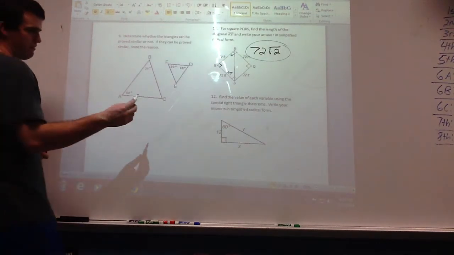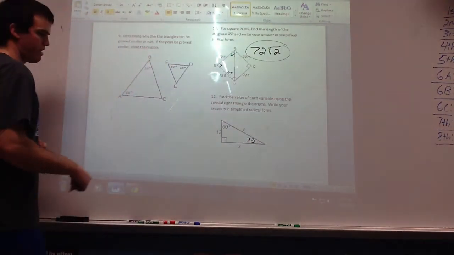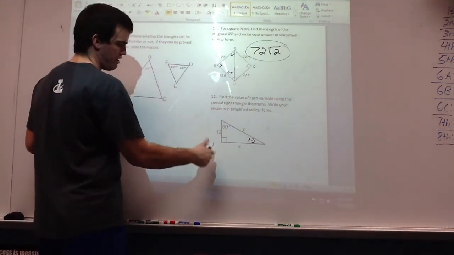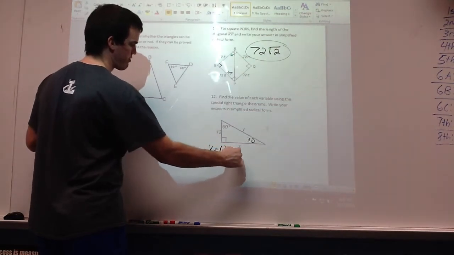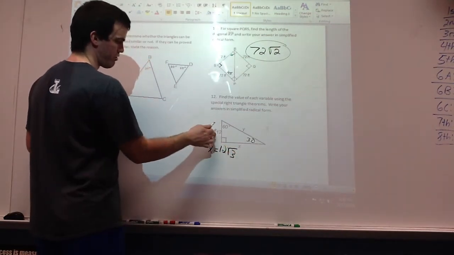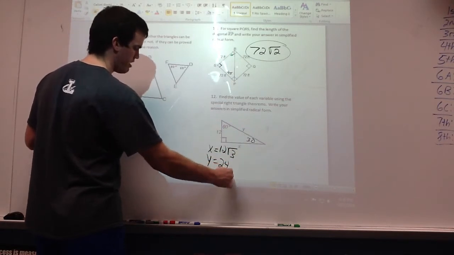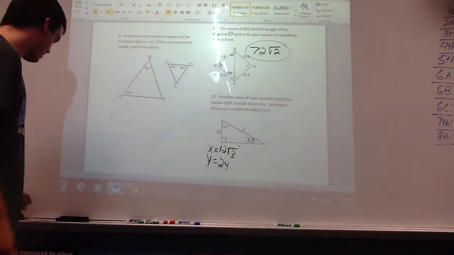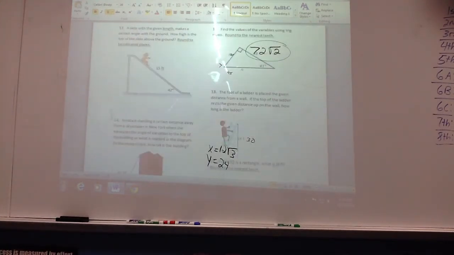On number 12, this is a 30, 60, 90 right triangle. I have the short side. To go from the short side to x, which is the long side, I'll take 12 times the square root of 3. To go from the short side to the hypotenuse, I'll take 12 times 2, which will give me 24. So there's my answer on number 12. Moving forward.